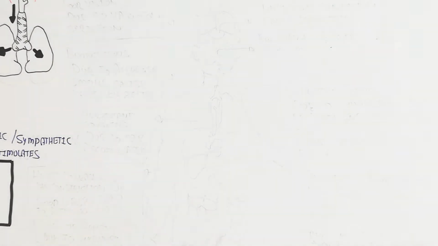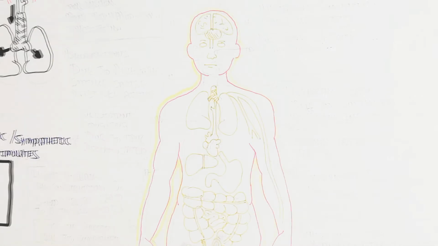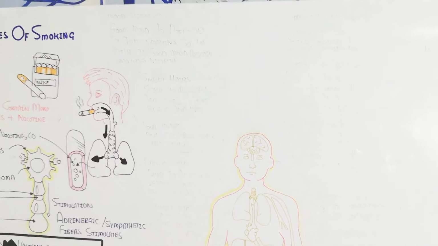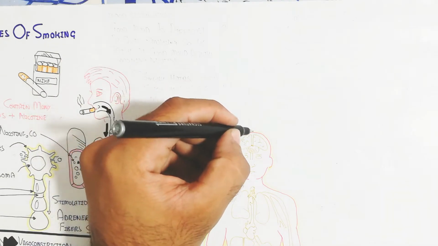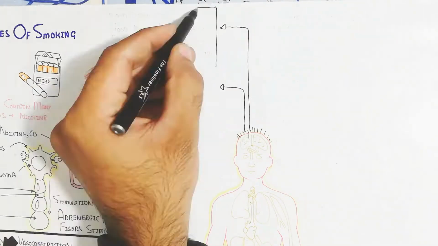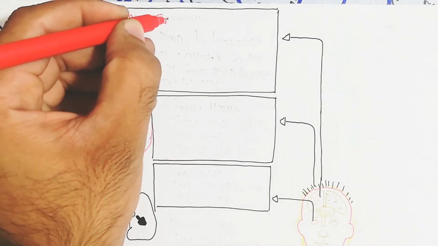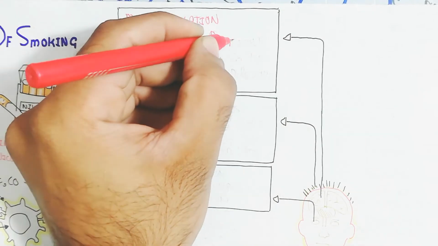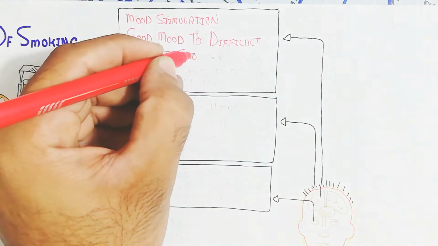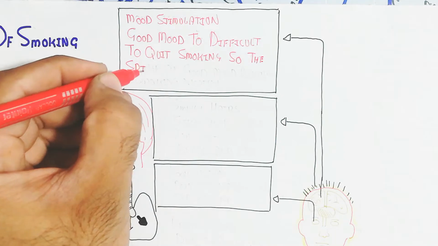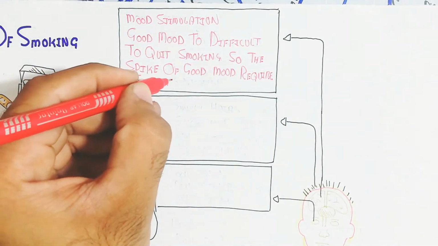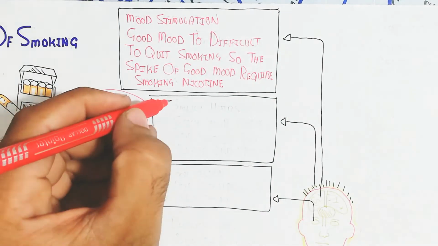Anyhow, this is the overview. Let's begin to understand the different complications and different effects of smoking. A person contains different organ systems, so let's begin with the brain. First is mood stimulation. Because of the good mood, it is difficult to quit smoking, because when you smoke, the spike of good mood requires smoking nicotine again. That is why it is the addiction of nicotine.